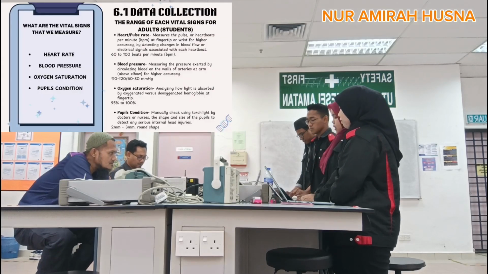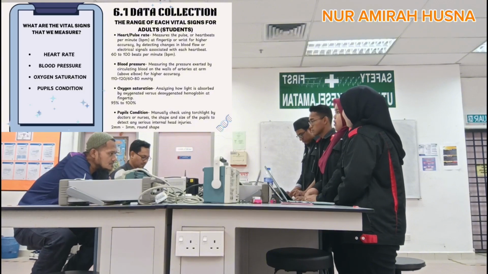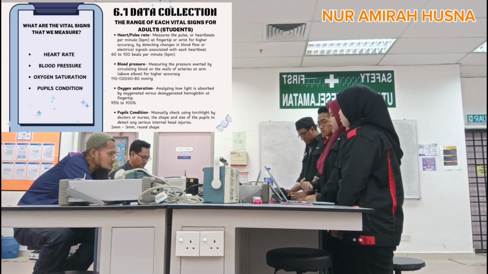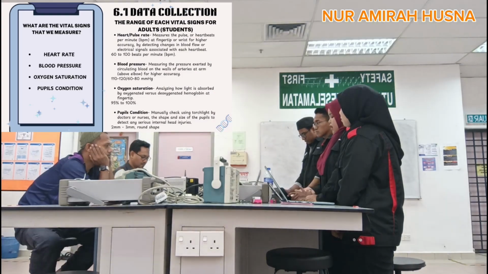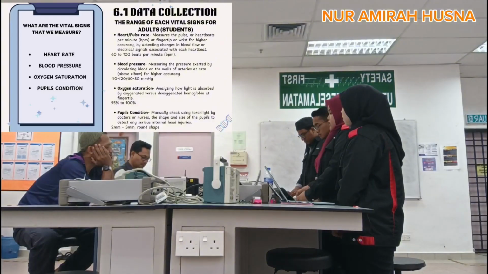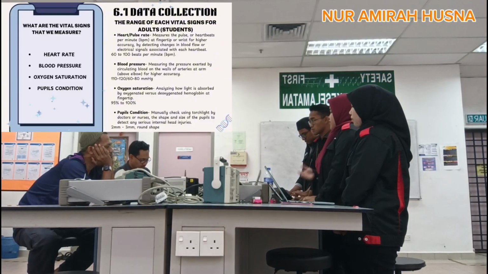So the first one, data collection. What are the vital signs that we want to measure? These are the primary ones: heart rate, blood pressure, oxygen saturation, and glucose condition. Okay, so this is the range of vital signs for adult students. We assume that all the students here are already adults.